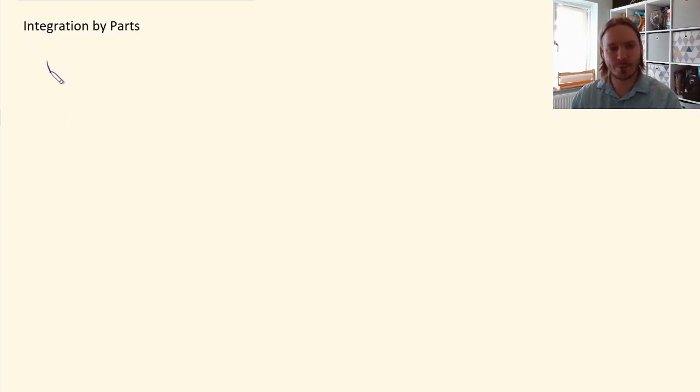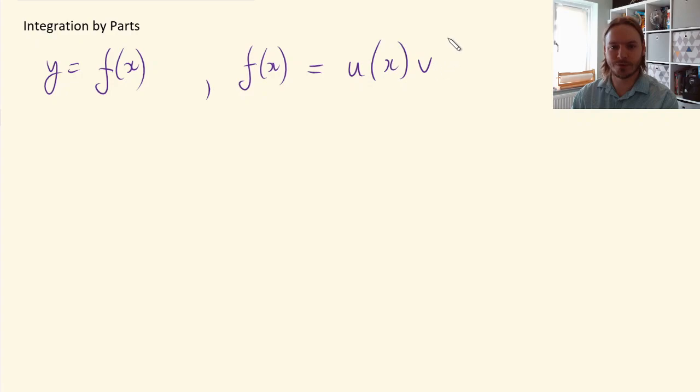So that is when, you remember, we have y equals some function of x, where my function of x can be written as the product of two different functions of x, some u of x multiplied by some v of x. And we had all sorts of examples of this. For example, we might have had x sine x, really simple stuff. And in this case, u is x and v is sine x.